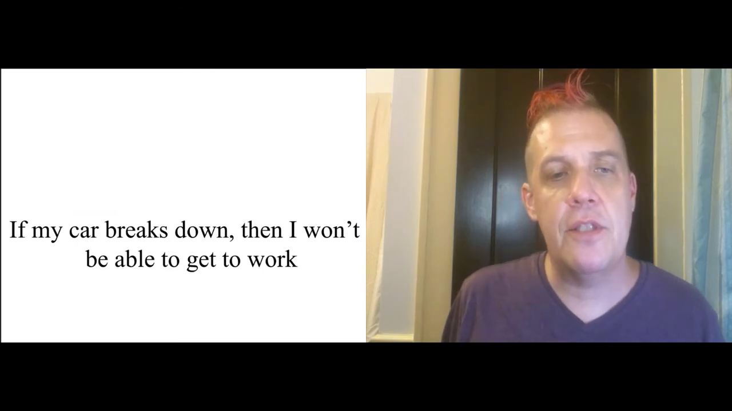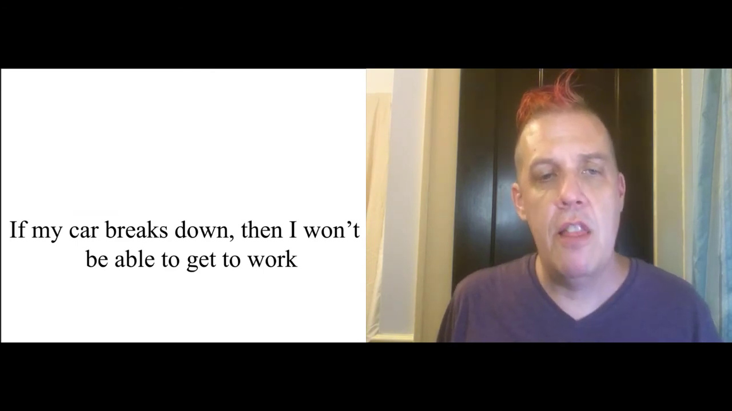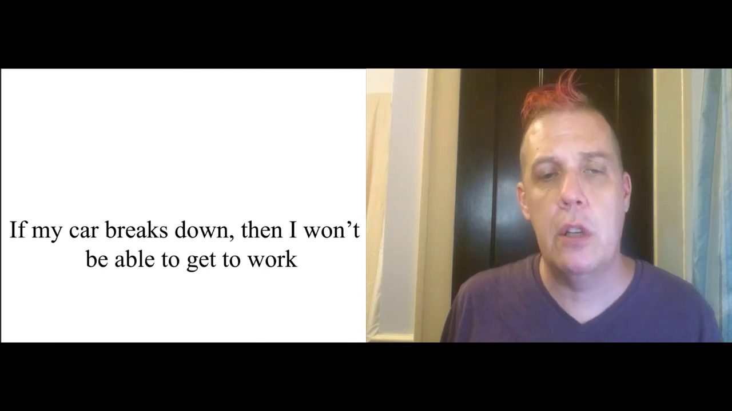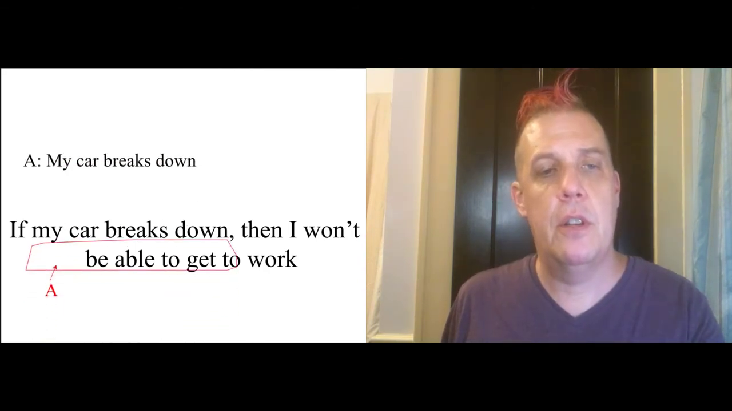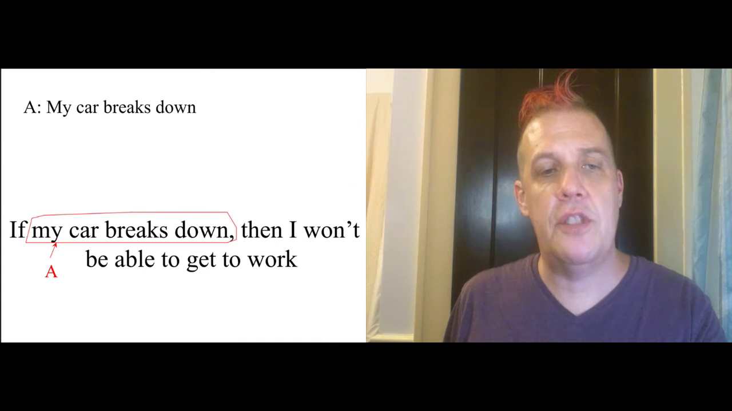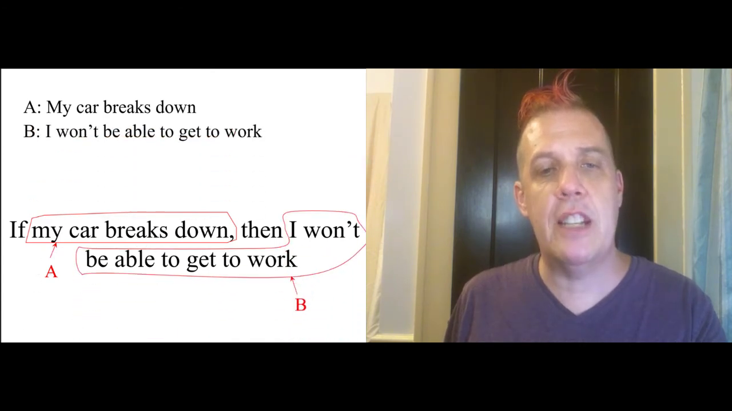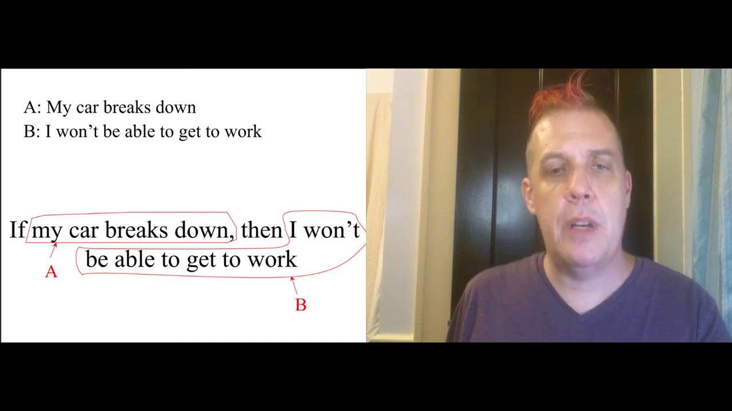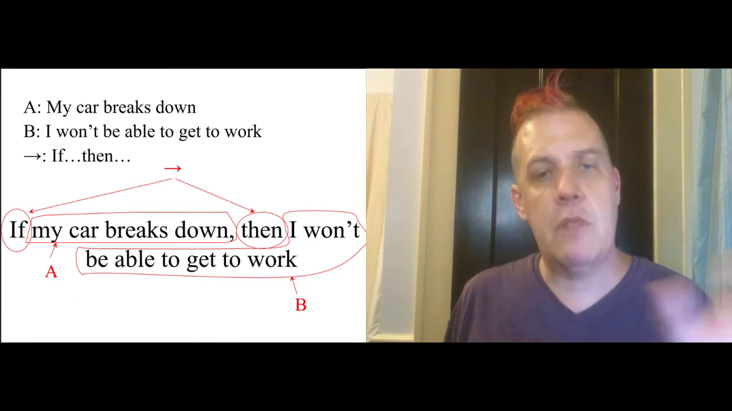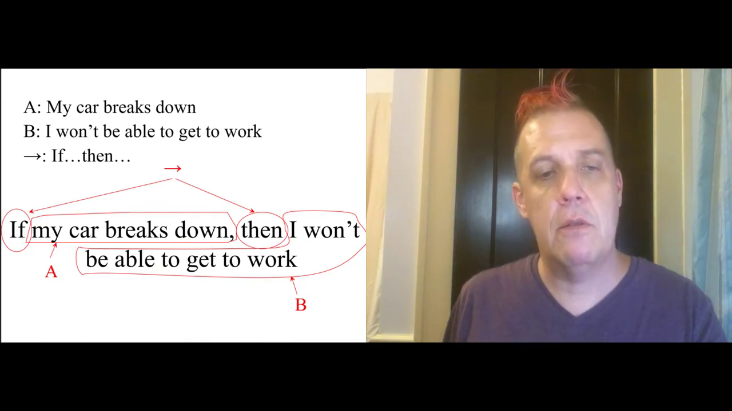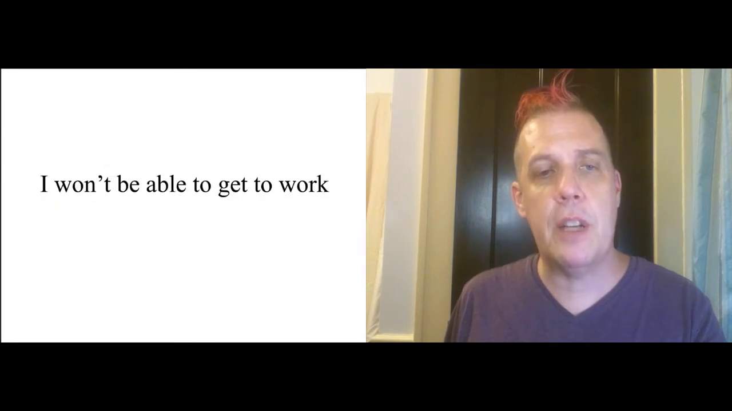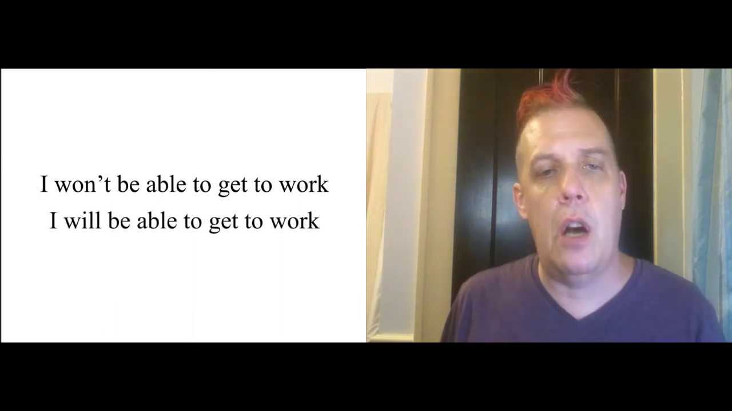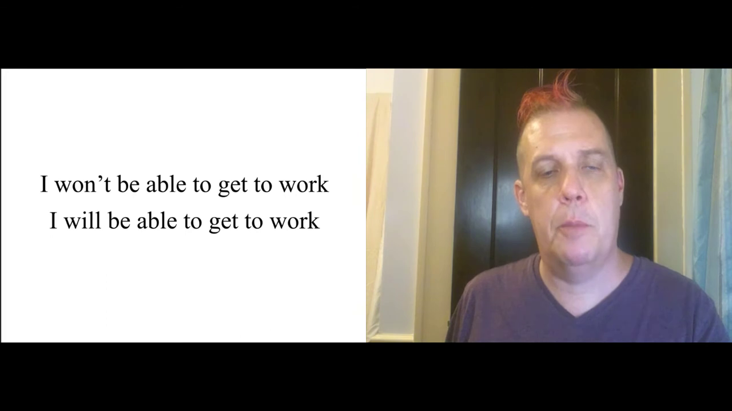Now look at this sentence. If my car breaks down, then I won't be able to get to work. Again, this looks like it's got two atomic statements in it. We can say my car breaks down is A, and I won't be able to get to work is B. But we can actually break that down farther, because those two are connected by an if-then, but I won't be able to get to work is the negation of I will be able to get to work.